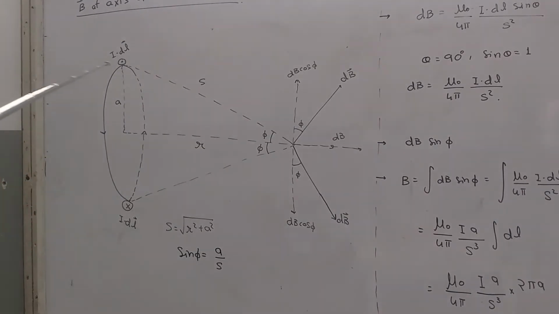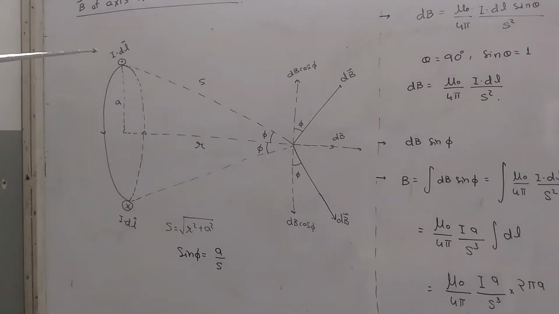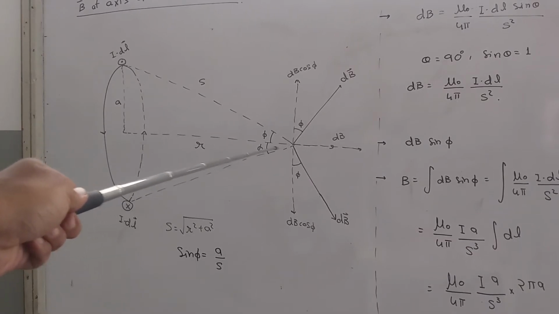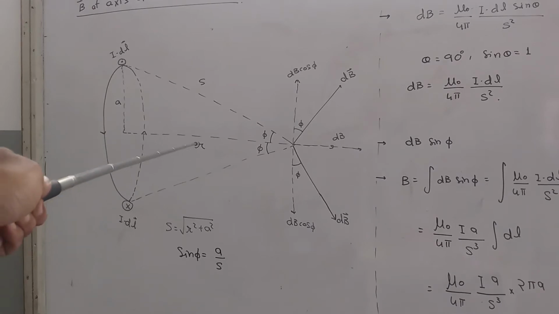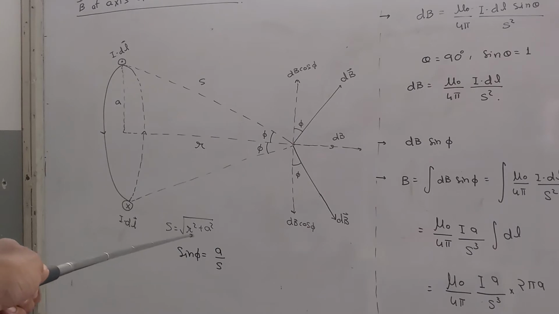What is this distance? This distance is S. What is the radius of this loop? The radius of this loop is a. And what is the distance of the point from the center of the loop? That distance is equal to R. So can I write S is equal to this? Now how can I write this? S is equal to root of R square plus a square. That I can write by Pythagoras theorem.